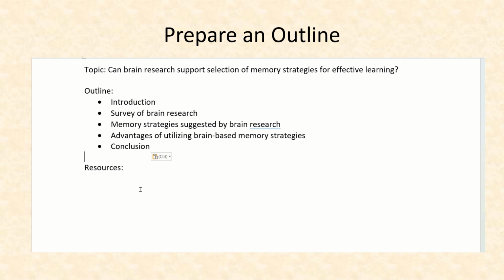Having done all of that, I want to prove my case. I want to argue that these memory strategies can indeed, if they're brain research based, can lead to effective learning. So maybe I will include an outline point, a heading in the paper called Advantages of Utilizing Brain-Based Memory Strategies. So notice, I'm not putting a lot of extra information here. It's just the basics. Each one of these points in the outline will become headings in the paper. So they're not individual paragraphs, they're all separate headings, and many of them will contain a number of paragraphs.